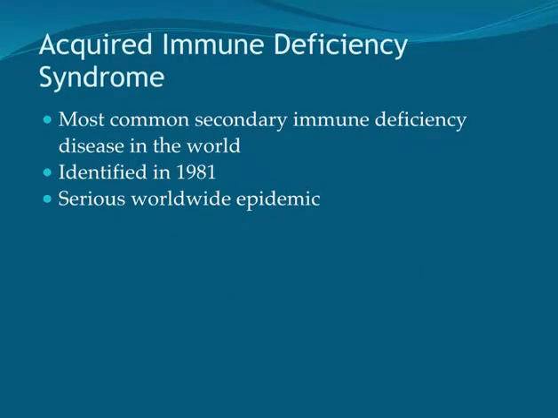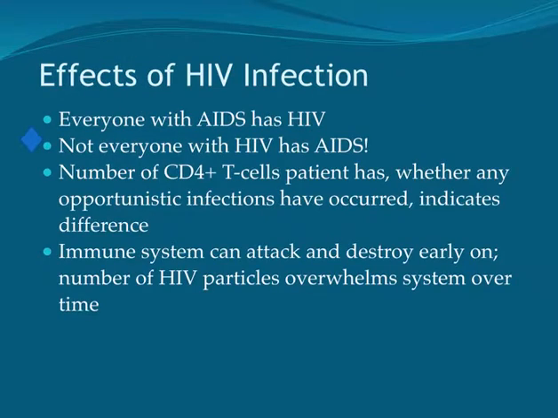So AIDS is the second most common immune deficiency disease in the world. It was first identified in 1981, and it is a serious worldwide epidemic. There are some effects of HIV. Everyone with AIDS has HIV. However, not everyone with HIV has AIDS.